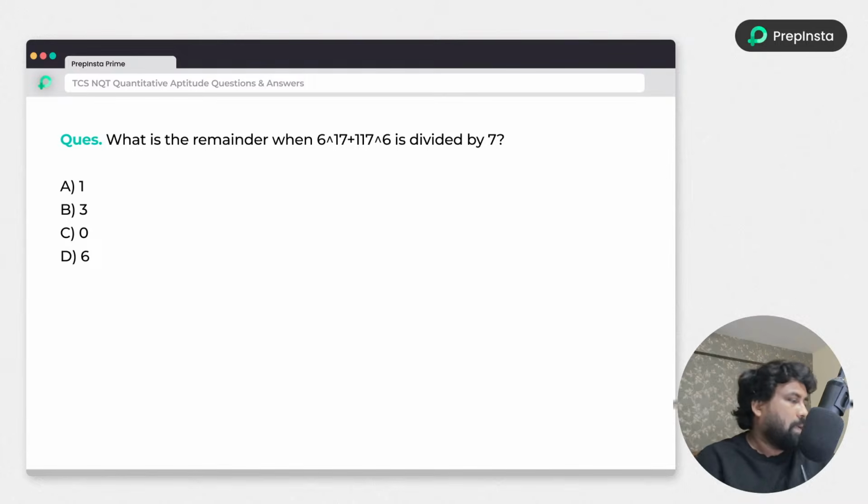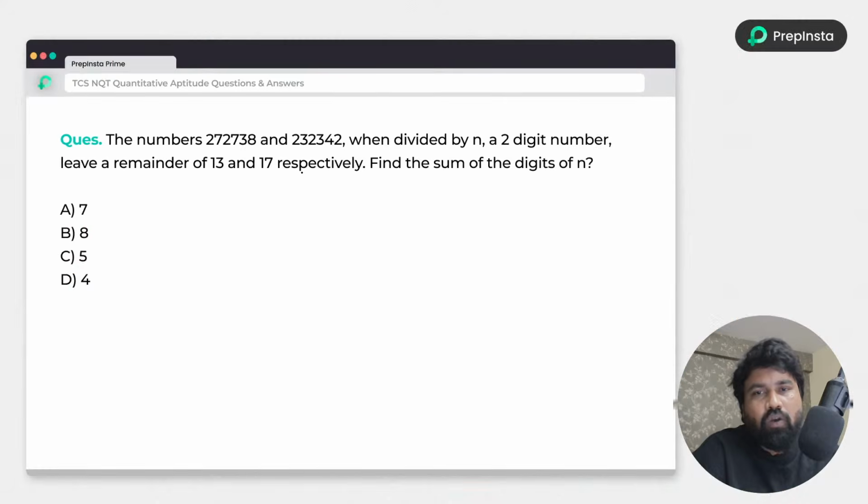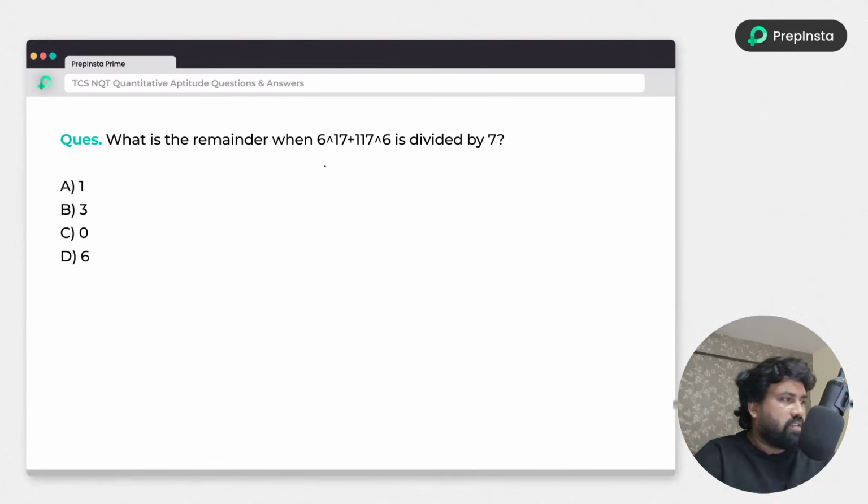Next problem, based on divisibility rules. What is the remainder when this number is divided by this number? Okay, just look here at how we can do this. Okay, 2 more questions, guys. Let's do this. So everyone, do along with me.